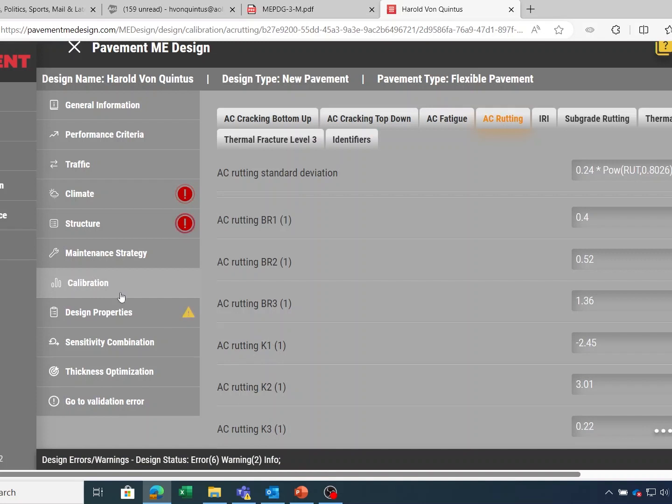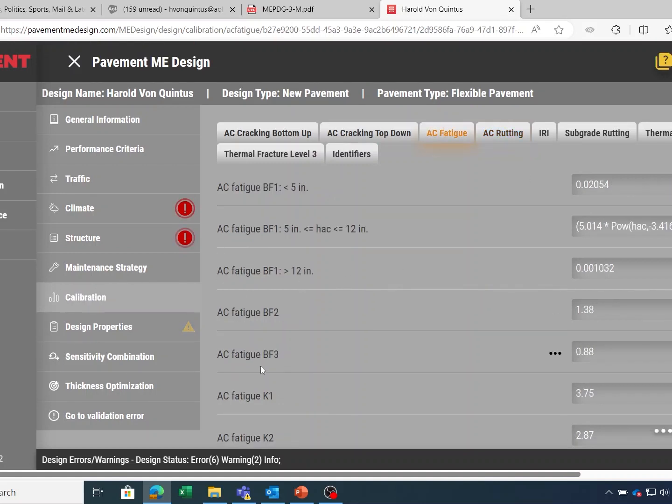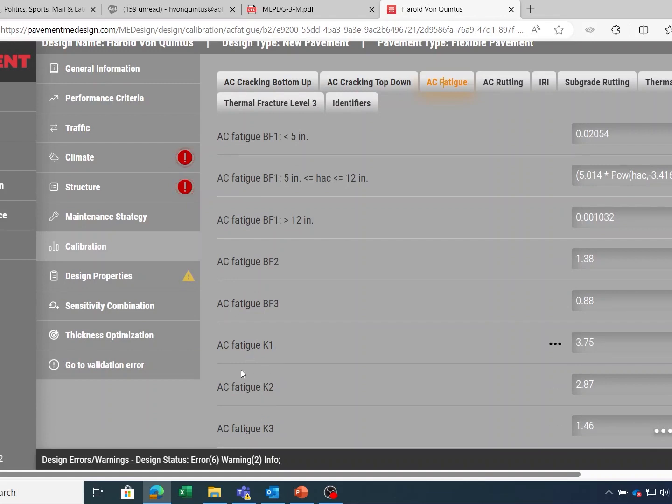So these are included under the calibration tab, and we will cover these again also in Module 6 when we talk about calibration or use of the rut depth transfer function, as well as the bottom-up fatigue cracking transfer function. We will come back to these asphalt layer properties and how they are used in the structural design process.